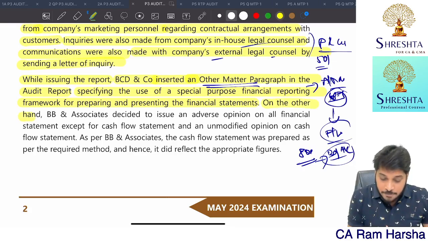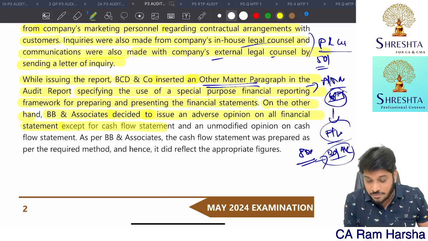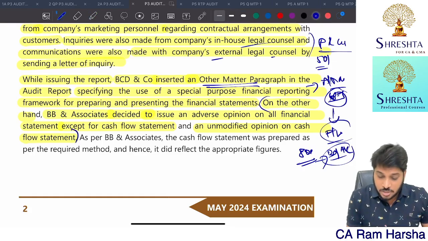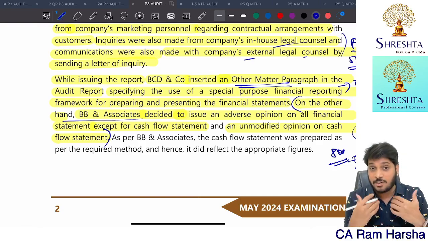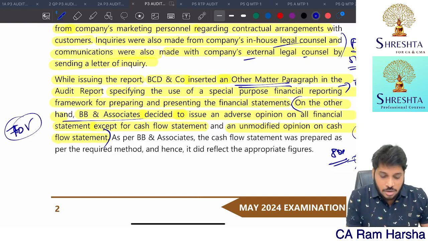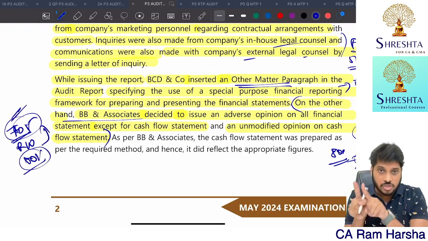On the other hand, BB Associates decided to issue an adverse opinion on the financial statements except for the cash flow statement, and an unmodified opinion on the cash flow statement. Okay, so on general purpose financial statements, where BB and Associates are the auditors, they want to give an adverse opinion on the entire financials except cash flow. Remember SA 705 read with SA 805. In 805, I clearly highlighted this point, but in 705 also, in the marathon also, I've covered this point.